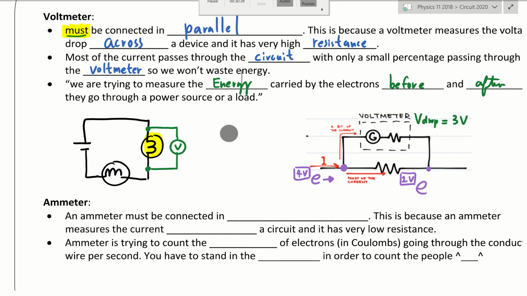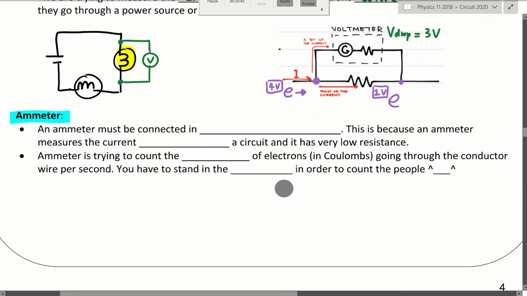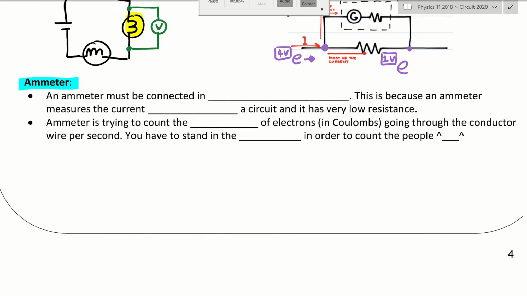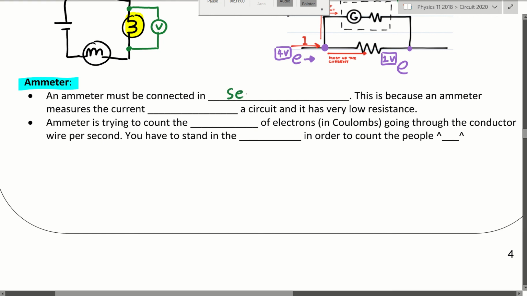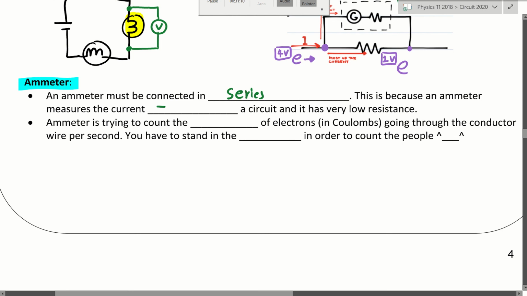Now, last item, so voltmeter, ammeter. To measure current, what if I want to measure the amount of people going in, not the number of pizzas they consume, but how many pizza delivery guys are actually going through every second? Well, that's measuring current. So we need an ammeter. An ammeter is connected in series with the item that you're trying to measure. Now, what does that mean? That means you have to let the electron go through both. This is because an ammeter measures the current through a circuit, and it has very low resistance, so it's okay to put it in there.